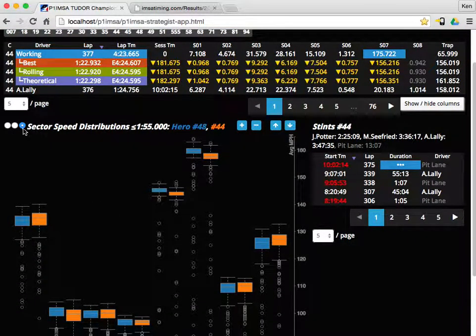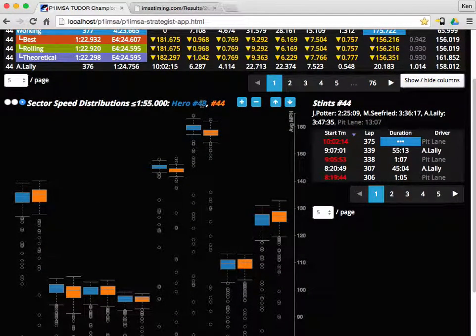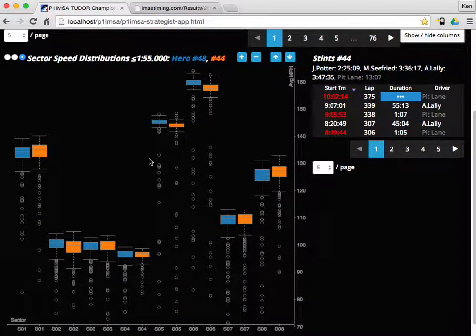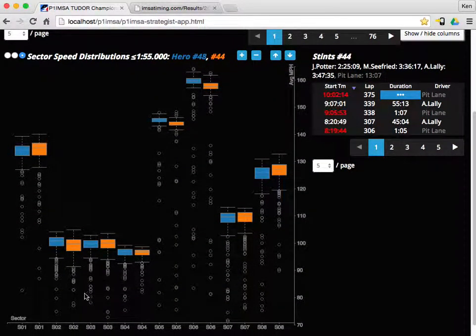That's if you hit this third toggle here, where it says this is the sector speed distributions that are less than 1 minute 55 seconds, where we're comparing the hero car and the number 44 car. So let me scroll all the way down here. So again, along the x-axis here, we have the sectors 1 through 8. And along the y-axis here, we now have speed.